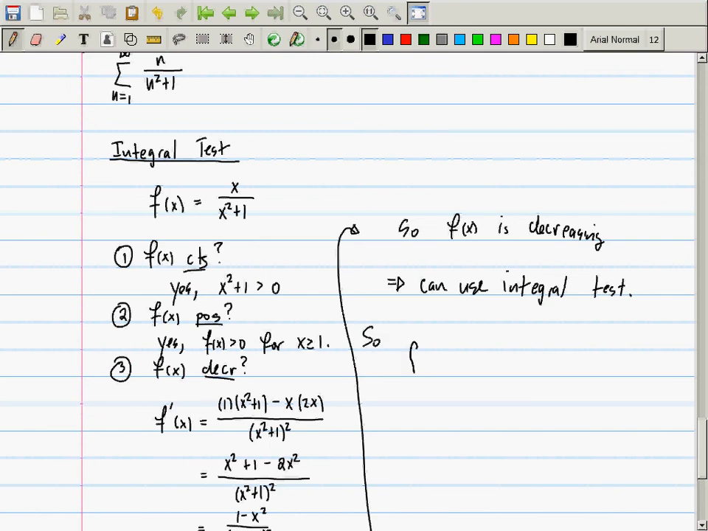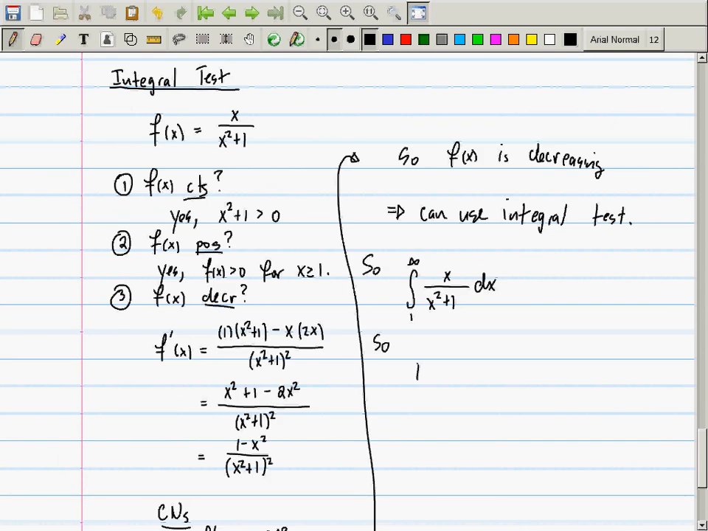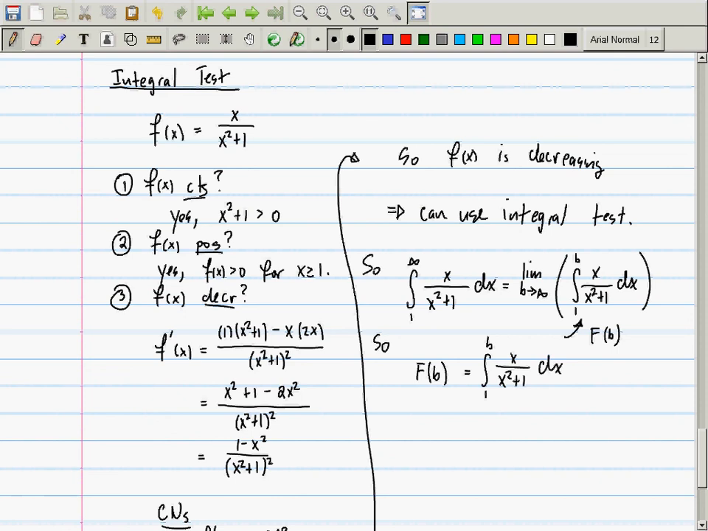So we want to compute the integral from 1 to infinity of x over x squared plus 1 dx. Okay, so this is an improper integral. So recall the strategy. What I'm going to do is say that this is the limit as b goes to infinity of the integral from 1 to b of x over x squared plus 1 dx. And I'm going to call this big F of b, which is to say that big F of b is equal to the integral from 1 to b of x over x squared plus 1 dx. Now I'm going to evaluate this, where b is some positive number that's greater than 1.